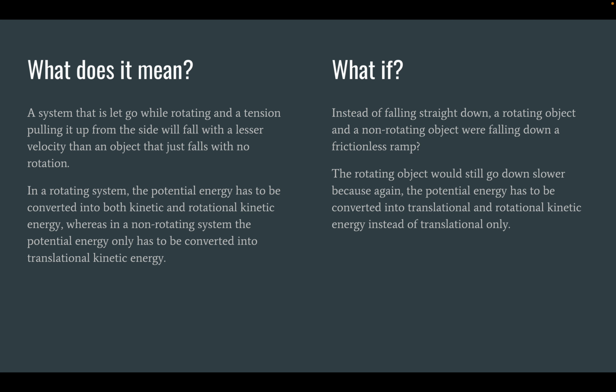What if instead of falling straight down, a rotating object and a non-rotating object were falling down a frictionless ramp? The rotating object would still go down slower, because again the potential energy has to be converted into translational and rotational kinetic energy instead of translational only.